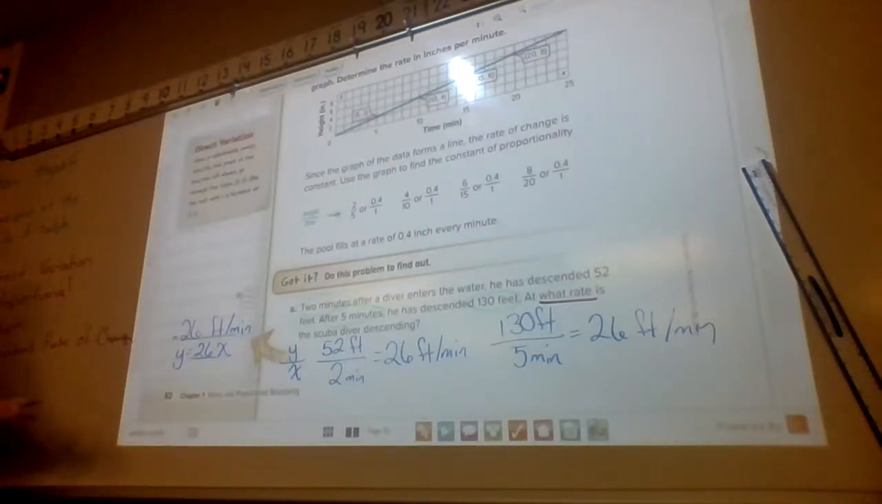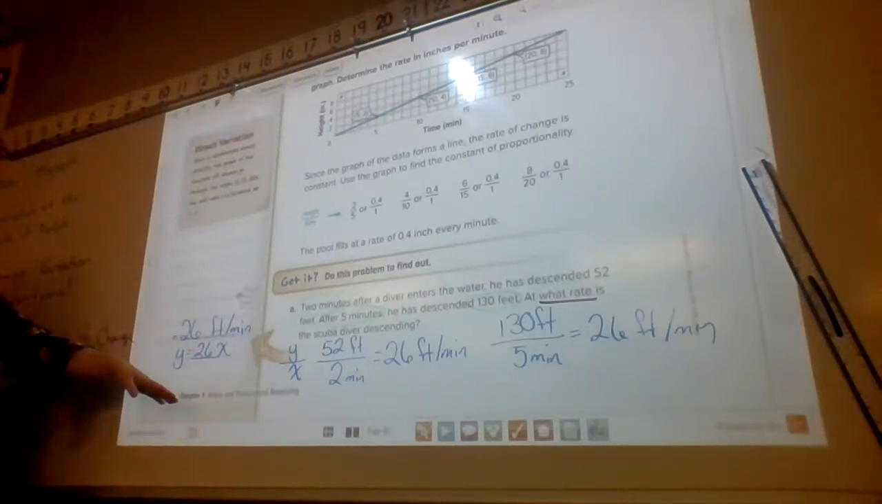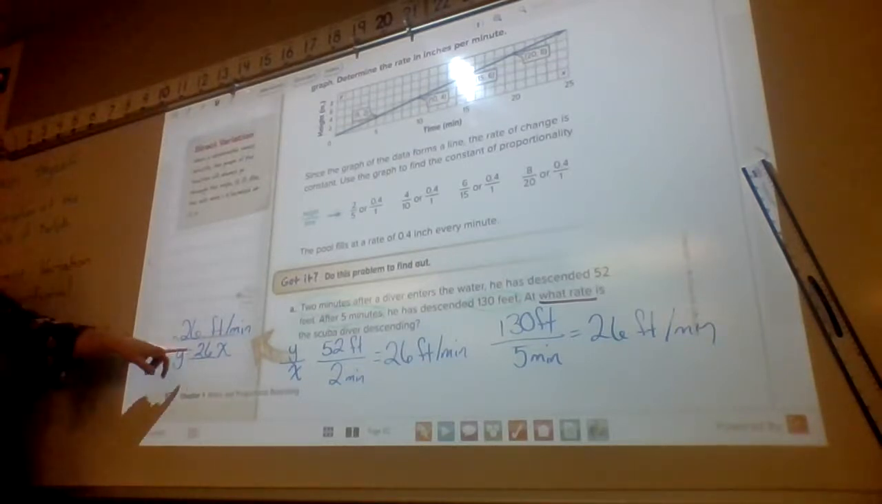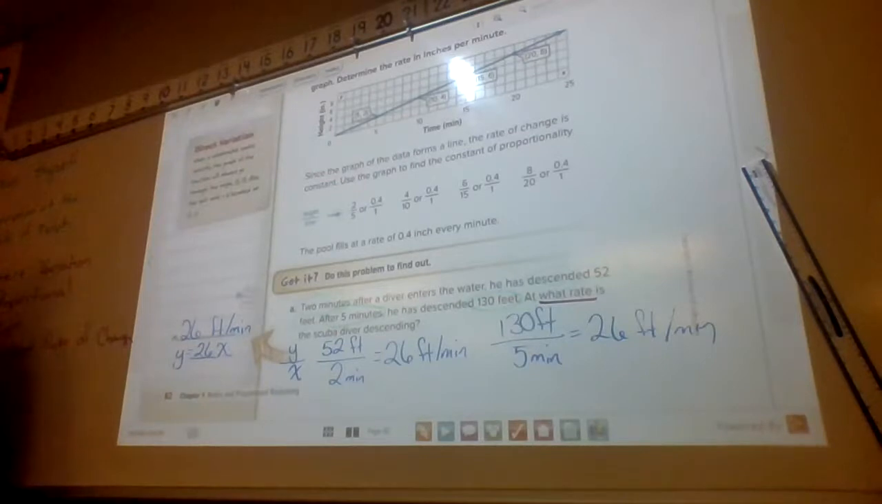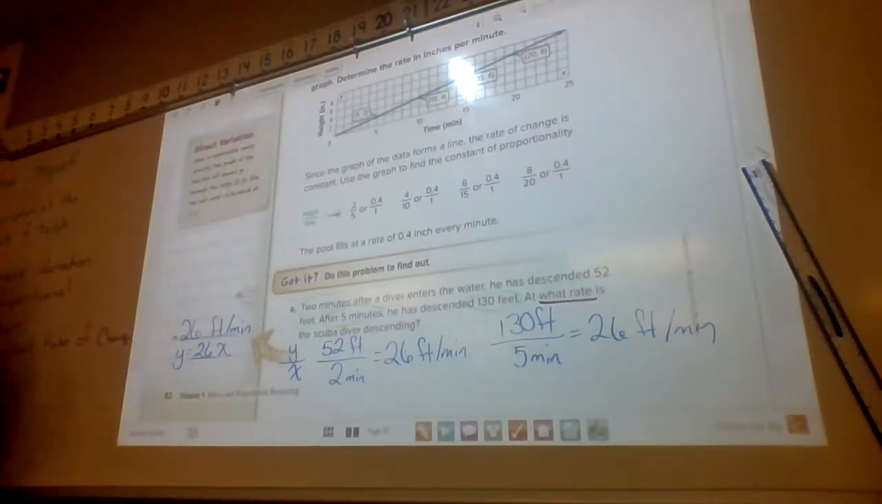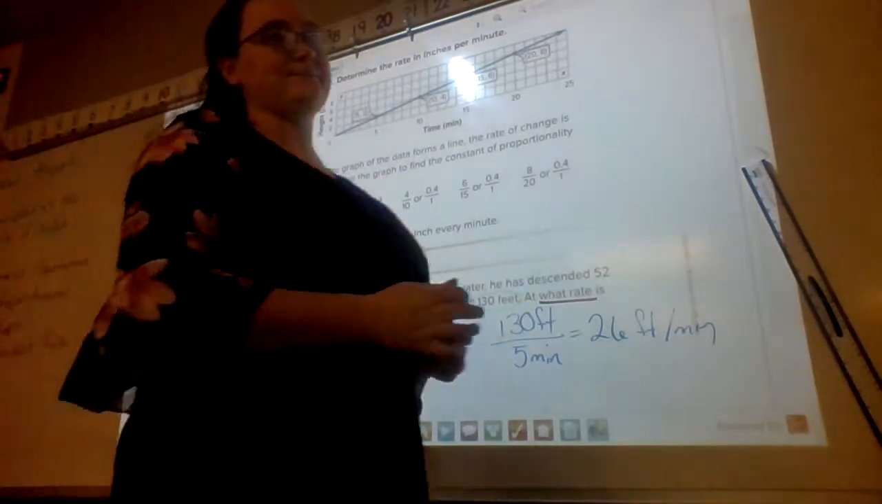That way, if it now asks you, how deep will the diver be if he swims for 7 minutes? Could you find it? Is 7 the x or the y? 7 minutes is the y? No. It's the x, so you'd substitute in 7 and so on. If they asked you how long he was swimming to get to 500 feet, where would the 500 go? The y, so you'd have 500 equals 26x in this equation. Okay? Any questions on that?